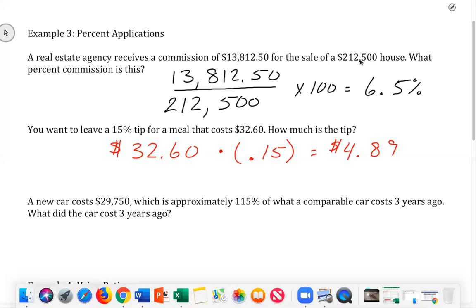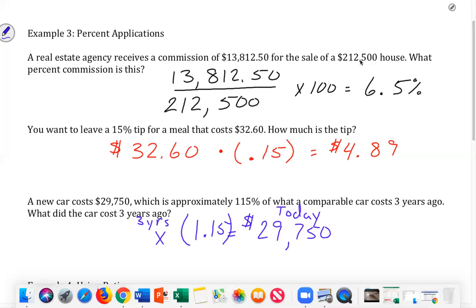So now how do I figure this out? All right, so here we go. A new car cost $29,750. This is today's price. And it says, which is 115% of what the car cost 3 years ago. So I'm going to write 3 years ago, I'm going to call that X. And the percent it went up was 115%, which is written as 1.15. Now, if I divide both sides by 1.15, I'll get the cost of what the car was 3 years ago.